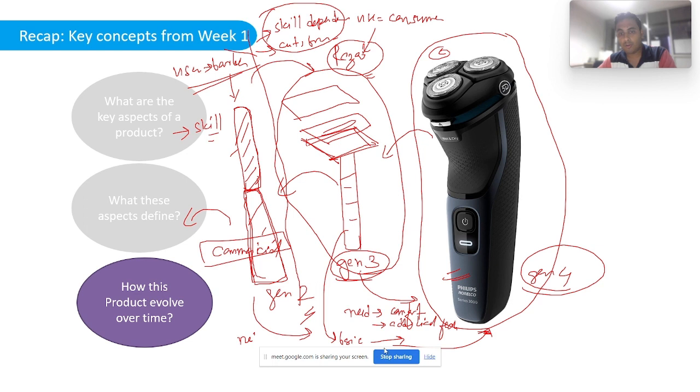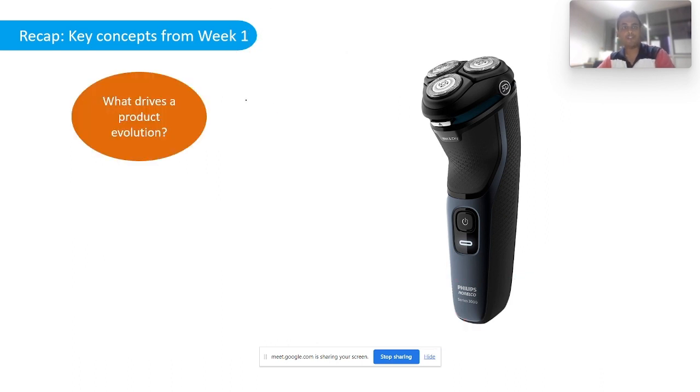But with a change in expectations and some limitations of this particular product, we have the fourth generation product, for example. So this is how products evolve. Okay, so what do you guess from this example about how products evolve over time, and what are the key driving factors?